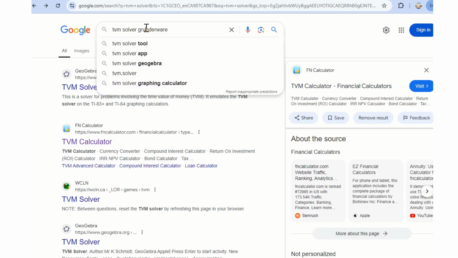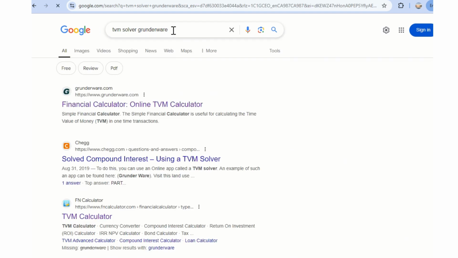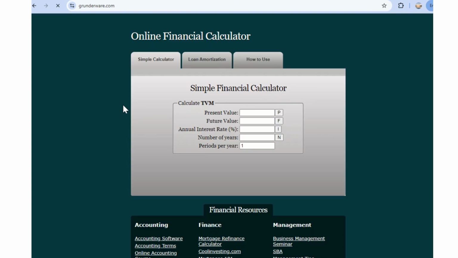So just go to Google and type in TVM solver Grandwire. Then we pick the financial calculator. You will see the simple financial calculator. It has a present value, future value, annual interest rate, the number of years, and periods per year. This is for compound interest calculation.